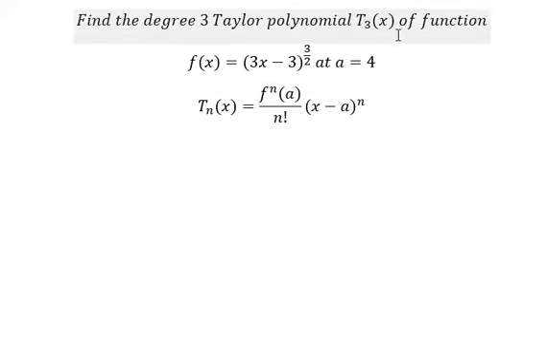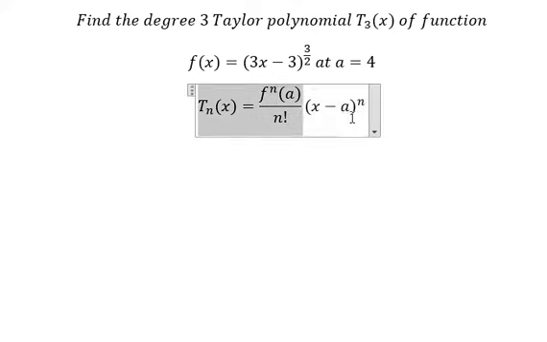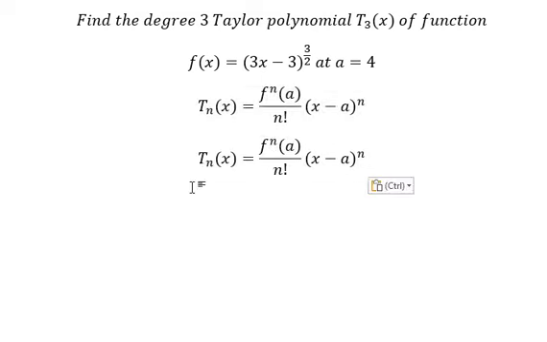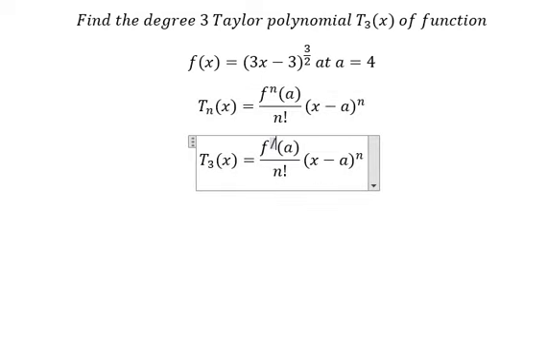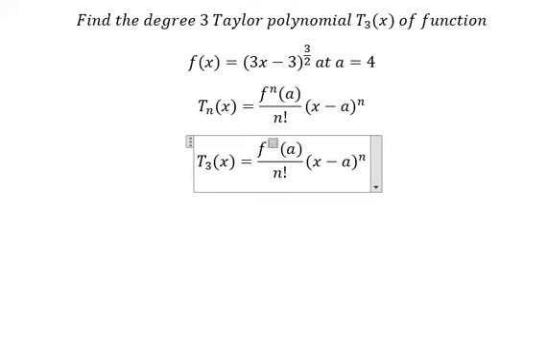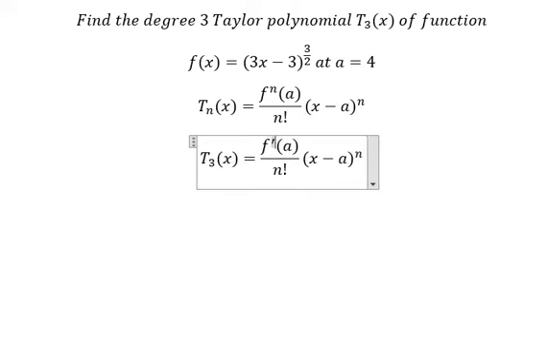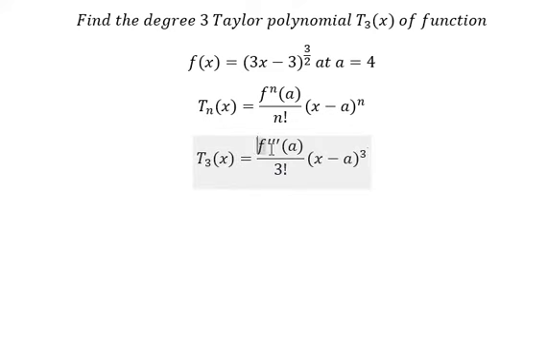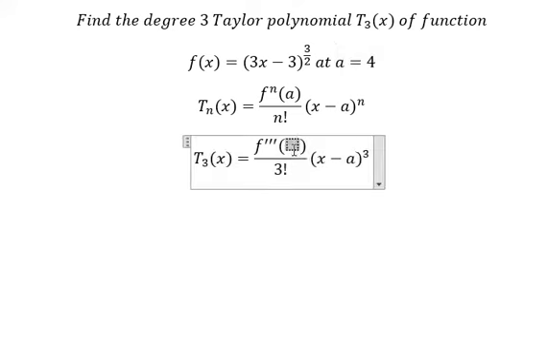Now because this is about number 3, so this one is about the third derivative of the function. This one we change by number 3. This one we change by number 3. Now we need to find the third derivative of the function in here. And we have a equals to number 4. We put it in here.